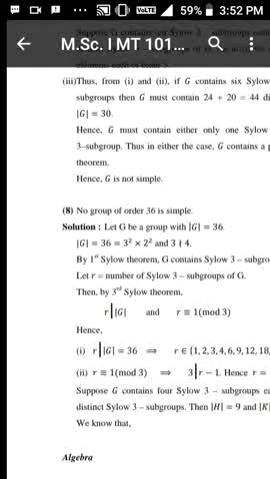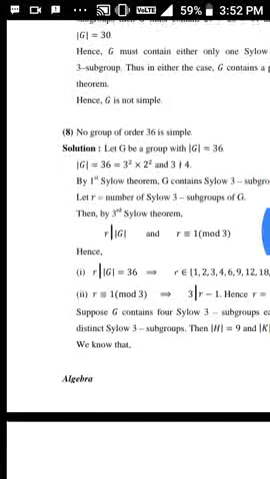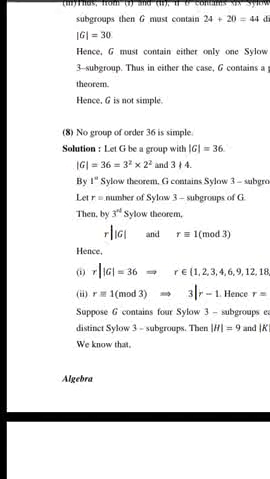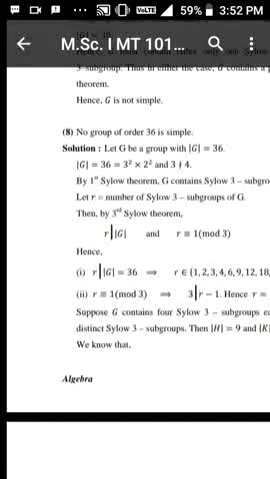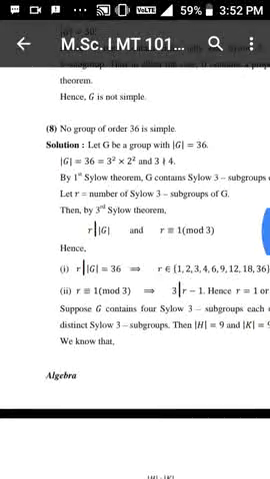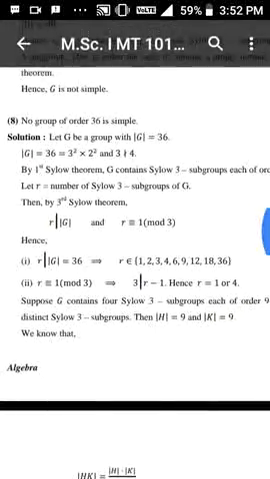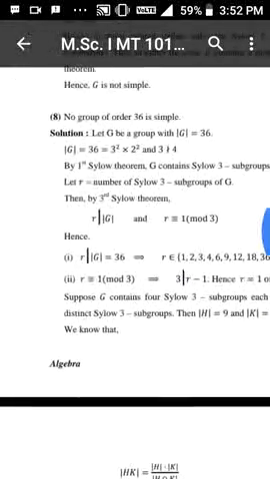Prove that no group of order 36 is simple. Let G be a group with order of G equal to 36. The order of G is 36, which is 3 squared multiplied by 2 squared, and 3 does not divide 4. By the fourth Sylow theorem, G contains a Sylow 3-subgroup of order 9.